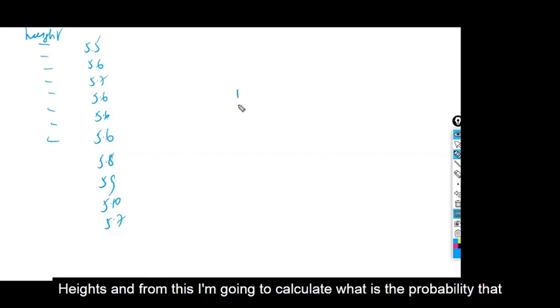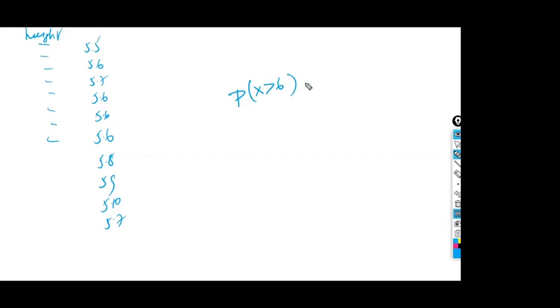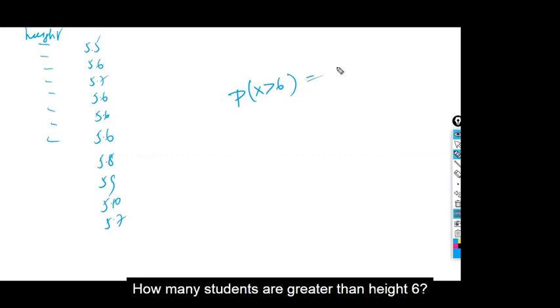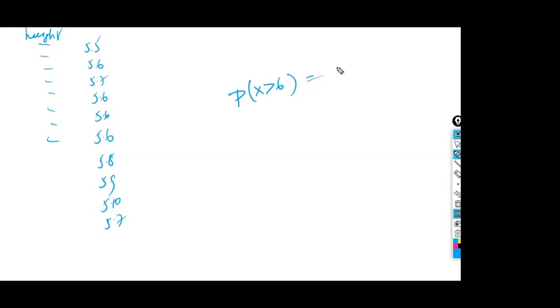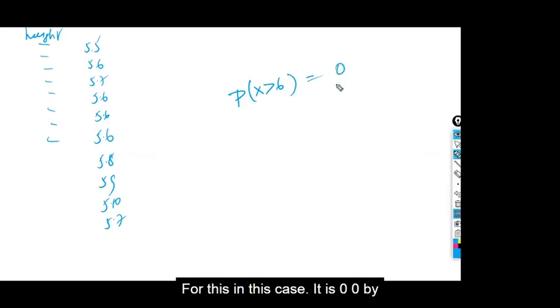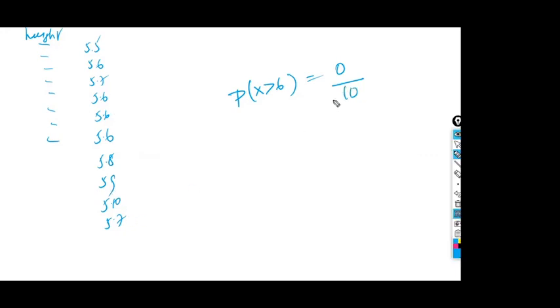Now, I'm just going to consider the heights, and from this I'm going to calculate the probability that a student's height is greater than 6. How many students are greater than height 6? In this case, it is 0. 0 by 10.